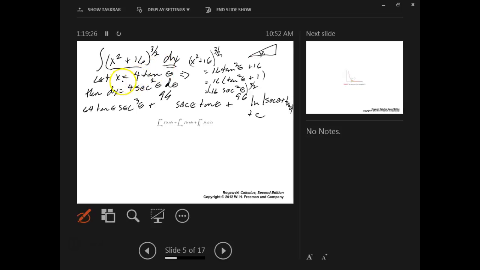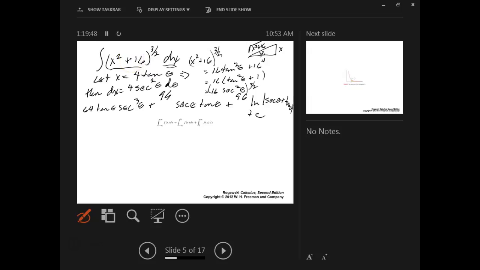X divided by 4, right? So it makes x the opposite and 4 the adjacent, right? That makes the hypotenuse the square root of x squared plus 16, right? Which is exactly what we had in there, right?